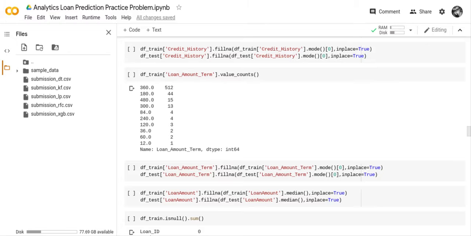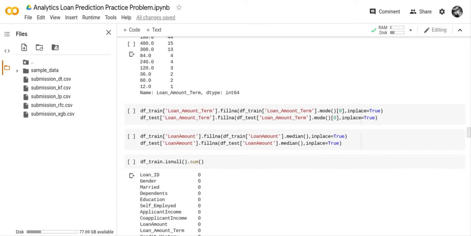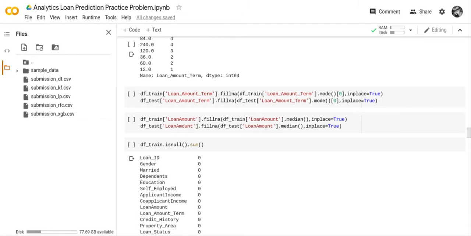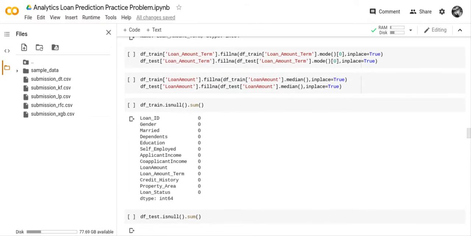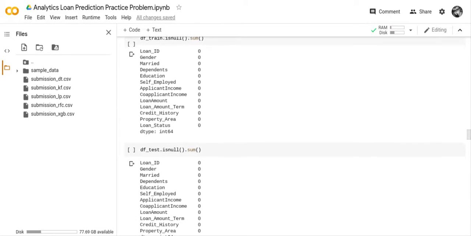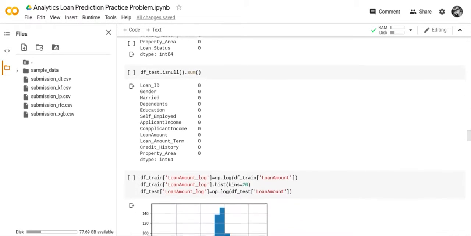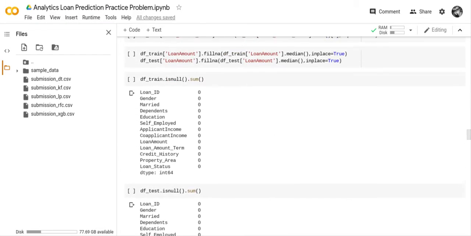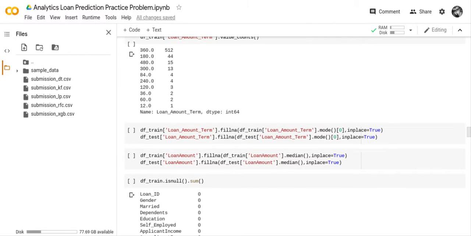So we did df_train loan amount value counts. We filled some more: we filled the loan amount with the median. Then we went back and checked df_train and df_test for any null values, and there were no null values after I replaced them. And this is the code for that, the code for mode and the code for median.